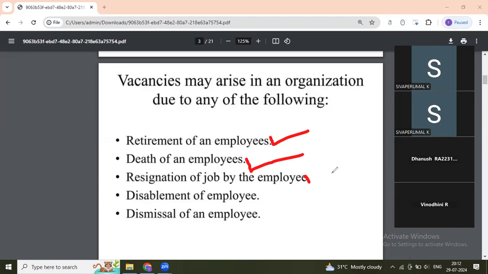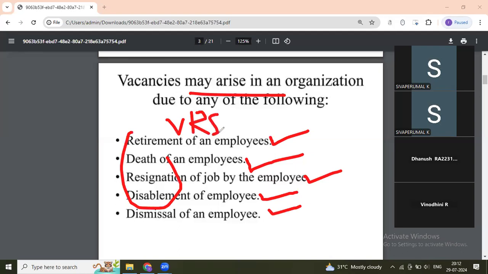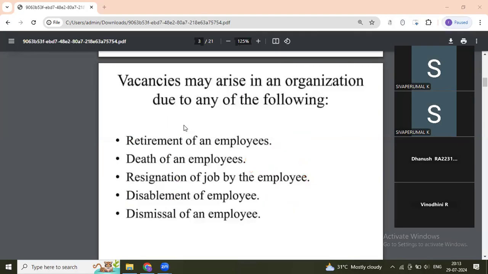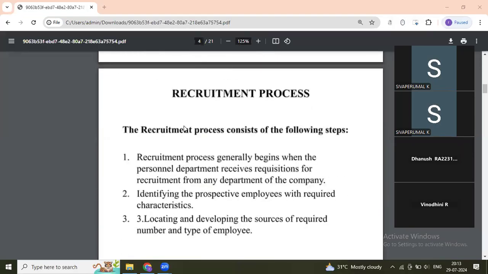And third, a lot of employees take resignation. It is one of the reasons a vacancy arises in the organization. Fourth is disability of an employee, and fifth is dismissal of an employee. Another one is VRS, voluntary retirement, right? Voluntary retirement is also a reason. These are all the reasons why a vacancy may happen in a company, and we should know the process.